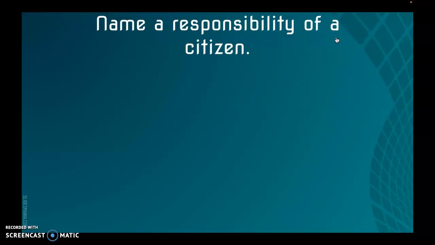So in our previous lesson, we talked about some responsibilities that citizens have. Can you name a responsibility that a citizen has? One responsibility is to vote. That's an important responsibility. Another responsibility could be helping the homeless, or picking up trash on the playground. So these are things that a person can do to help their community.